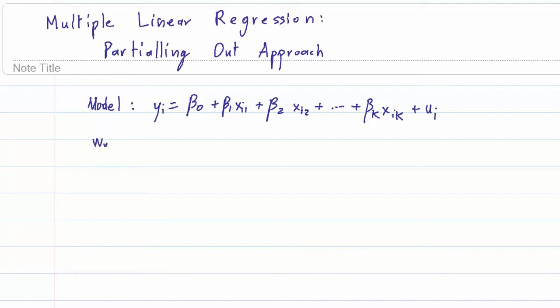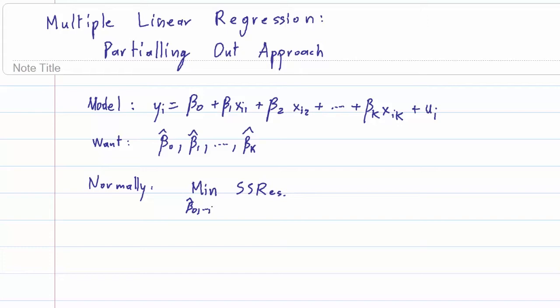So what we want here is to find estimators for each of the betas. So beta 0 hat, beta 1 hat, etc. until beta k hat. So normally what we will do, we will minimize the sum of square residuals over beta 0 hat up to beta k hat, which is minimizing the sum of yi minus the predicted value yi hat that depends on all the beta hat's value squared, and this over beta 0 hat up to beta k hat.